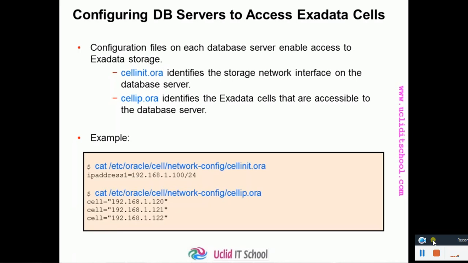Basically, on every database server, during the initial installation and configuration phase, the Oracle team creates two files. Those are named cellinit.ora and cellip.ora. These are on the database servers, and they are created under a standard location, which is under /etc/oracle, as shown in this slide. So the standard directory for these files is /etc/oracle/cell/network-config. On every database server, you will have this directory. In our lab also, we have created this directory. Under this directory, there are two files, cellinit.ora and cellip.ora.